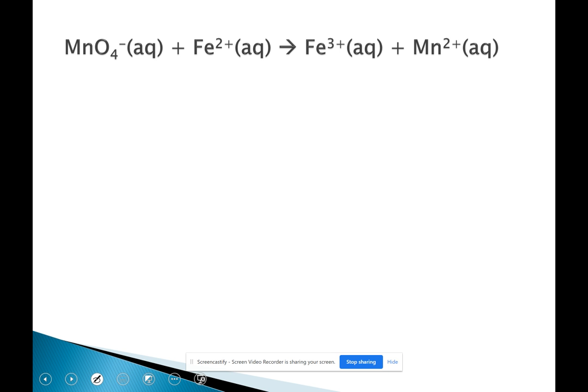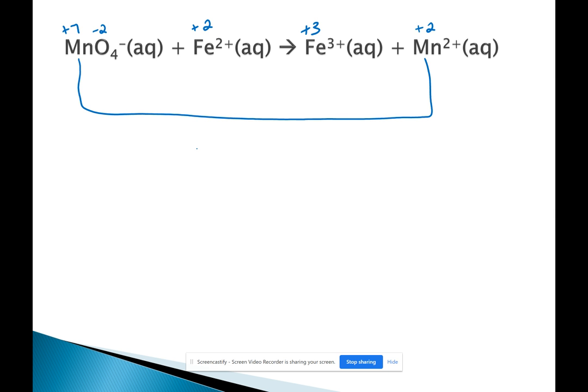So in this oxidation reduction reaction, we're still going to assign our oxidation states so we can see what's going on. So the manganese is a +7, oxygen's a -2, iron's a +2, this iron's a +3, and that manganese is a +2. So the manganese is being reduced. It's going from a +7 to a +2. The iron is being oxidized. It's going from a +2 to a +3.